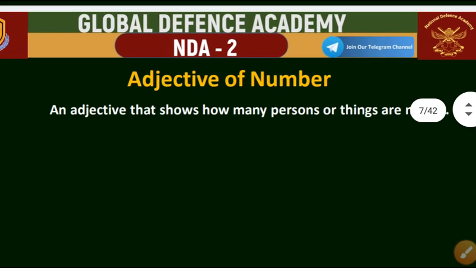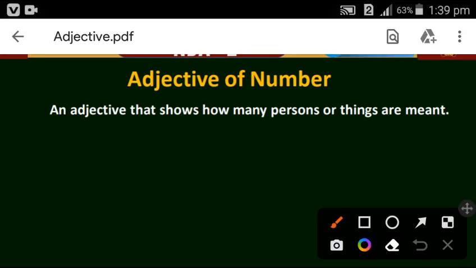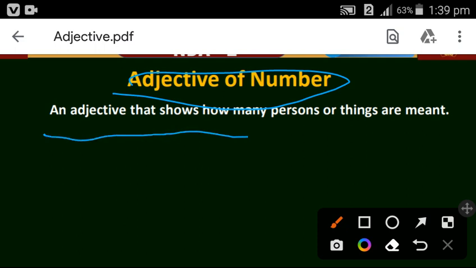And the fourth one is adjective of number. Let me describe it further. An adjective that shows how many persons or things are meant, means it reflects how many, it gives you the sense of how many and nothing more.